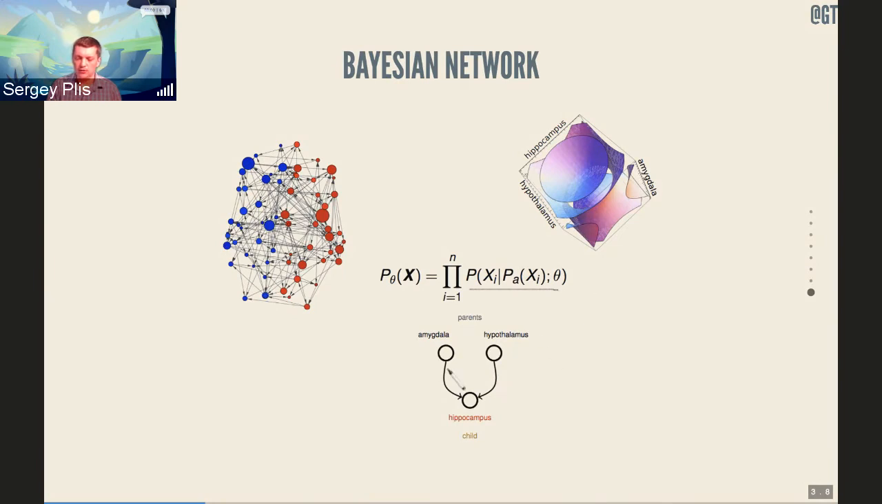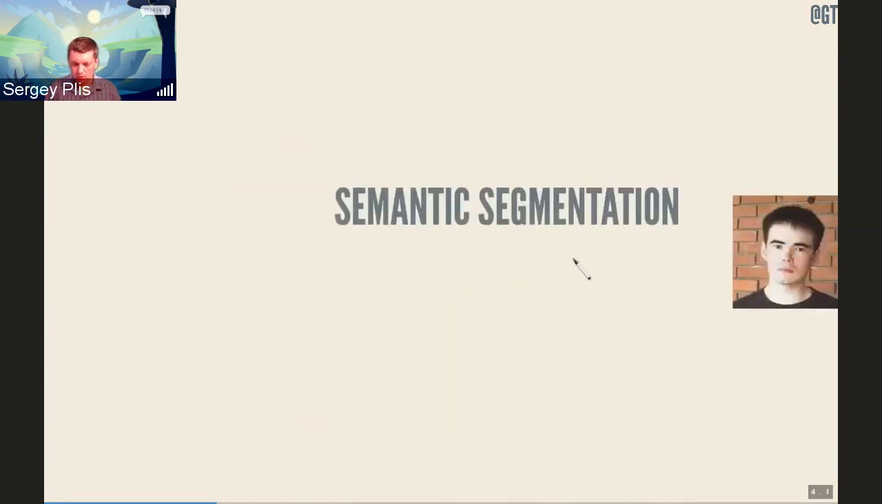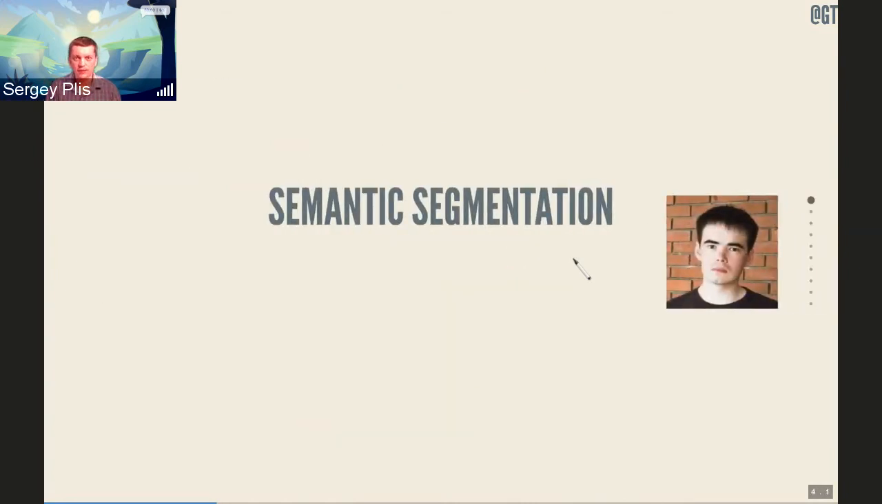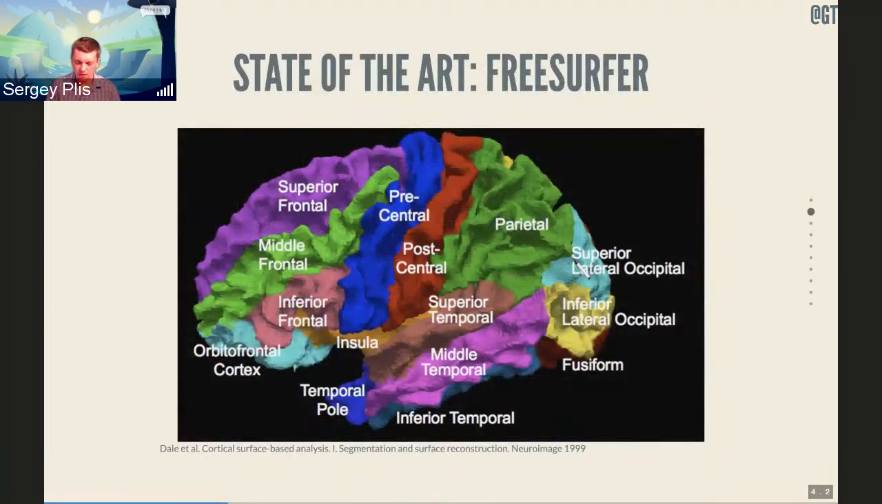That is not just pairwise, but it's a three-dimensional conditional probability distribution. Okay, so now we're ready. So let's predict something about voxels, and let's split the brain in a relatively simple task called semantic segmentation. We want to take the state-of-the-art, in terms of accuracy and in terms of widespread use, algorithm or a tool called FreeSurfer that finds regions of the brain in subject space.